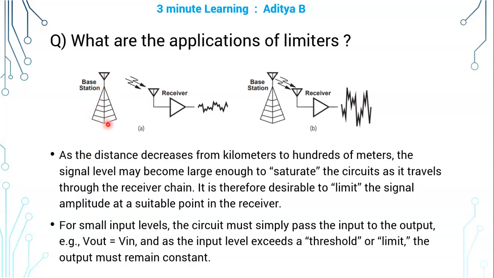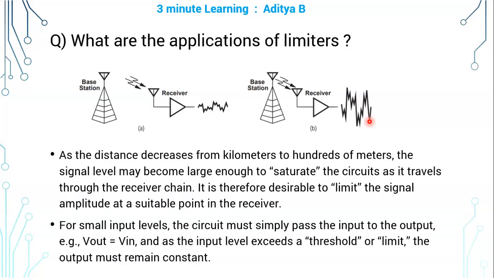Consider a case of mobile phone communication. If you see, this is the base station and this is the mobile phone receiver in case A, and this is the base station and this is the mobile phone receiver in case B. In case A, the distance between the base station and receiver is very large, so a very weak signal will be received by the mobile phone receiver. Whereas in case B, the distance is very small. The user is very close to the base station and hence a very high amplitude signal is received.